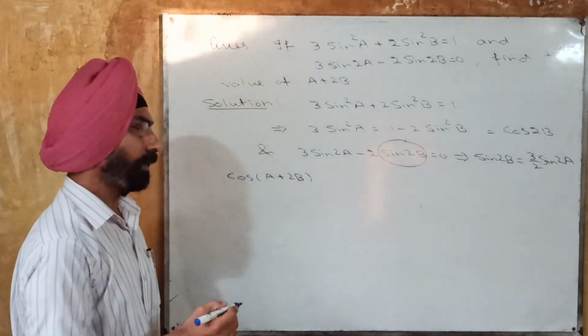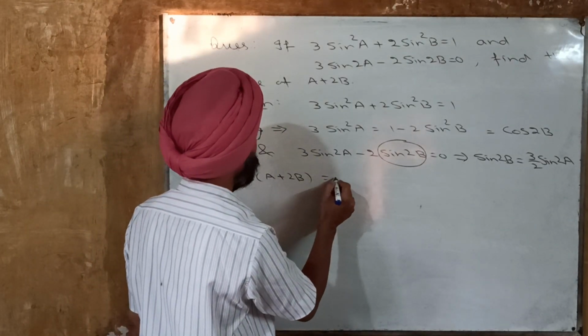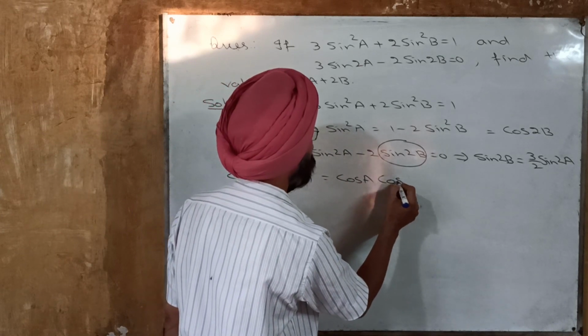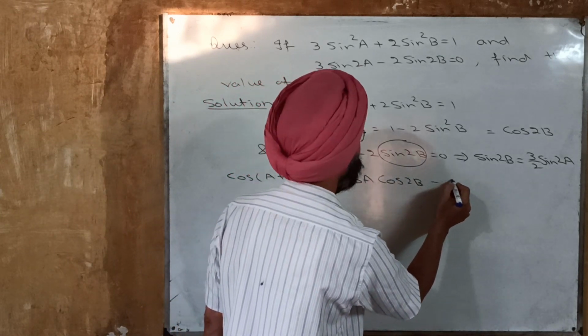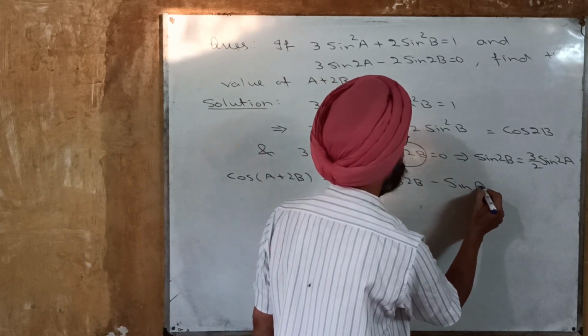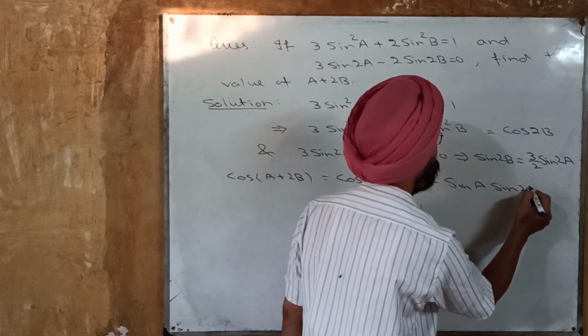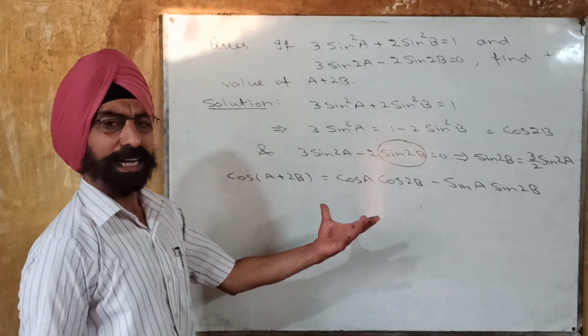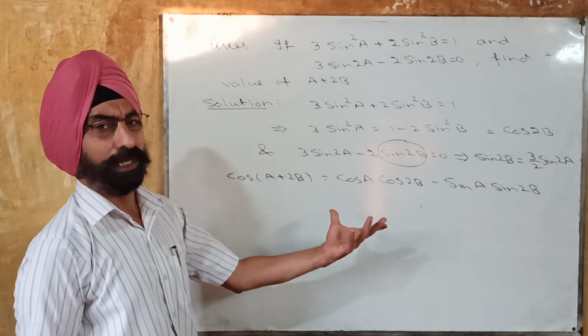Now cos(A plus 2B) is cos A cos 2B minus sin A sin 2B. And I'll try to eliminate the angle B now.